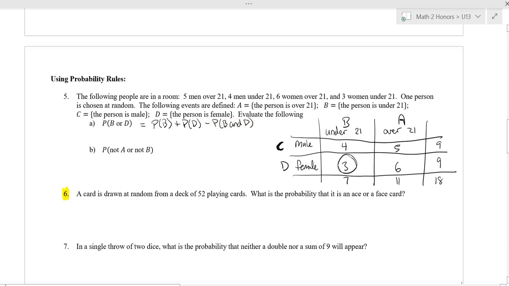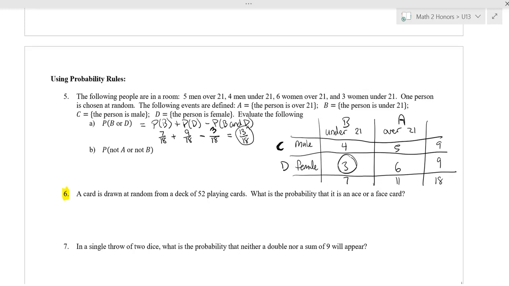So using our table, probability of B, well, there's 7 people total under 21 out of 18. So 7 out of 18. Probability of D, there are 9 total females out of 18 people, minus B and D, there are 3 people that are both female and under 21, so it's 3 over 18. So 7 plus 9 is 16. 16 minus 3 is 13 out of 18 for our answer for A.